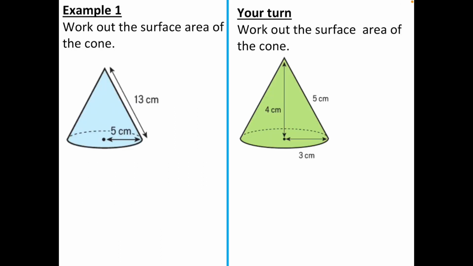Okay, let's look at an example now. We have pi RL for the curved area plus the circle, which is pi R squared. Substituting in what I know, I have pi times the radius of 5 times by L, remembering that L is the slant height, so in this case it's 13, plus pi times 5 squared. Simplifying this, I get 65 pi plus 25 pi, which overall is going to give me 90 pi for my answer. Please have a go at the one on the right after you have written down the example.